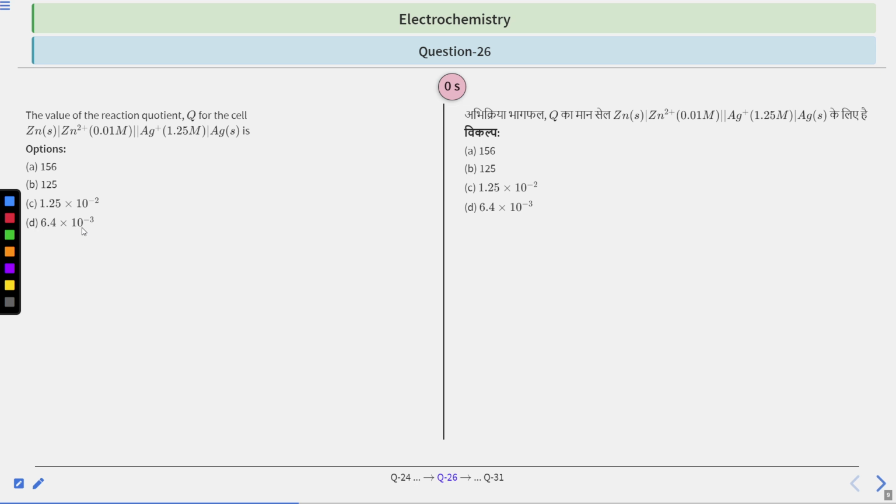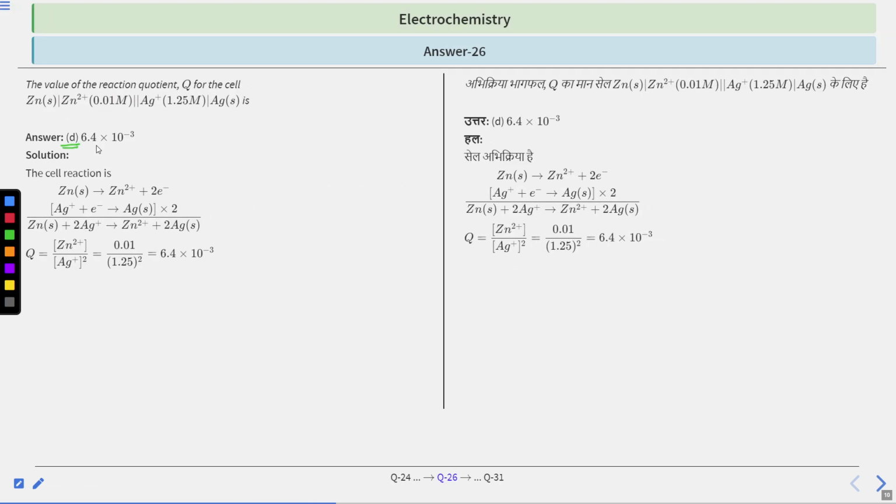Okay, let's see the correct answer. That is option D, 6.4 times 10 to the power minus 3. So the cell reaction going on according to the cell diagram given in the question is zinc is going to convert in zinc 2 positive plus 2 electron, and Ag positive plus electron becoming Ag. For the balancing and for combining these two reactions, we just multiply the second reaction by 2 and add these two reactions. It will be zinc plus 2 Ag positive, 2 electron and 2 electron will cancel out, and here on the right hand side will be zinc 2 positive and 2 Ag.